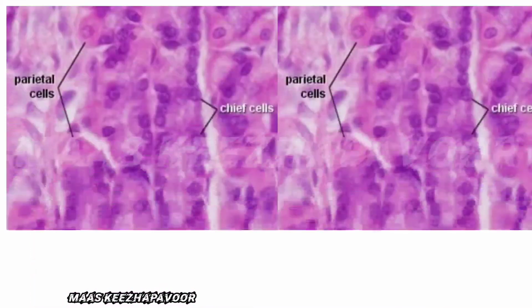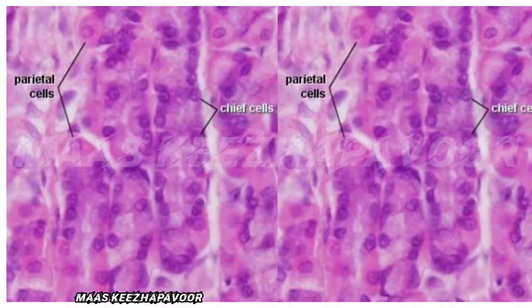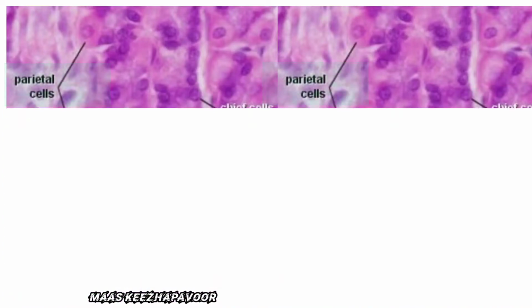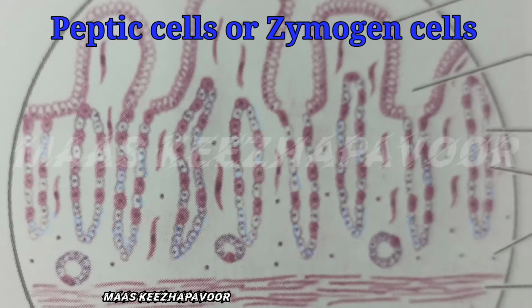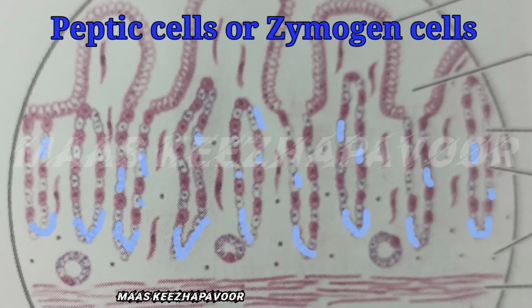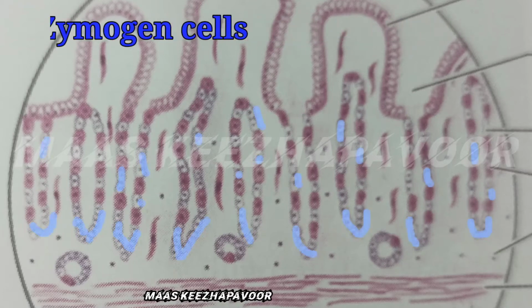The glands are lined by chief cells mainly, and also they are lined by parietal cells. The chief cells are otherwise called as peptic cells or zymogen cells. They are cuboidal or low columnar and numerous in the basal part of gastric glands. They are basophilic in nature.